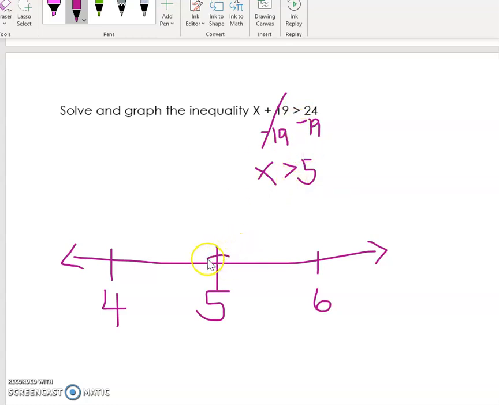Great, I'll put a circle at 5. This is greater than, so greater than means I'm going to shade it to the right. Okay, meaning if I put any of these numbers from the number line into this equation for x, that would make it true. For example, if I put 6 in for x, 6 is greater than 5.